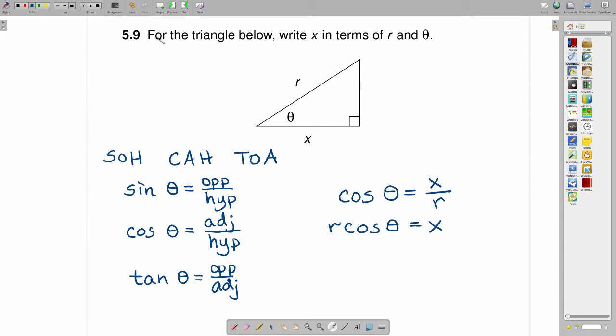So finally, to answer the question, write x in terms of r and theta. It looks just like this. x is equal to r times the cosine of the angle theta.